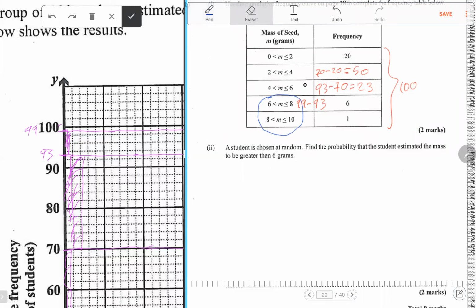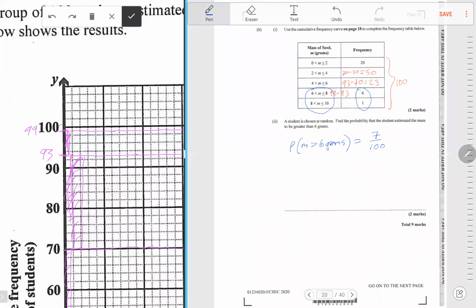All right? So these are the ones who are greater than or equal to 6 grams, and it's 7 of them, 7 students out of the 100. So you can write it like this: probability for the mass to be greater than 6 grams is 7 out of 100 students. That's it. 7 out of 100. All right. That's that. That question done.